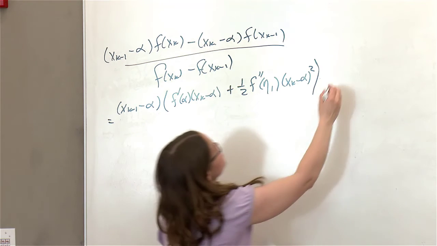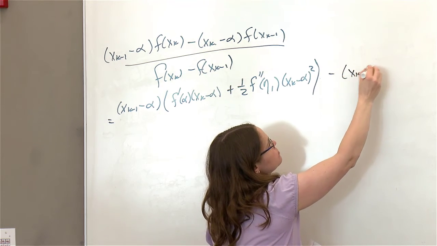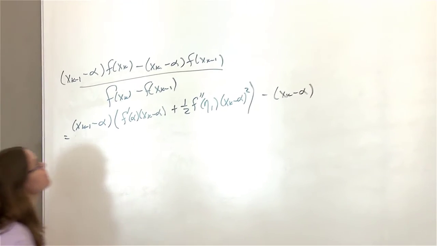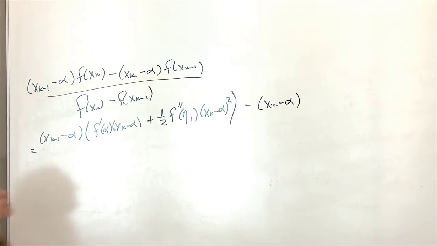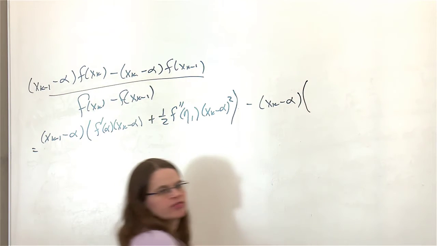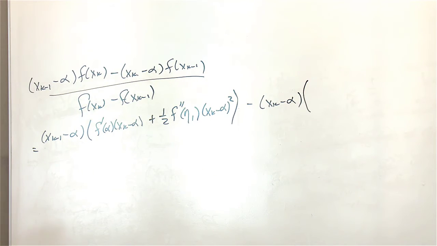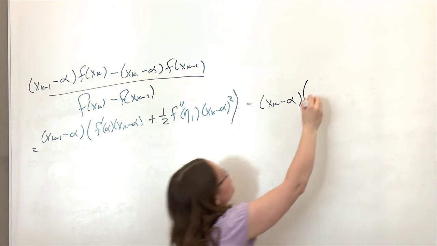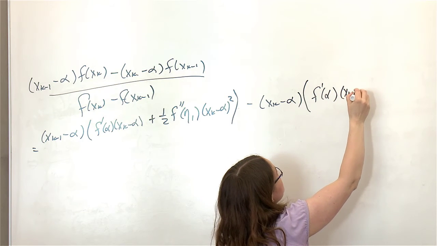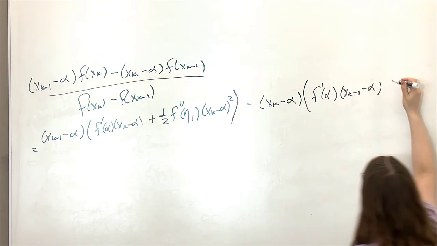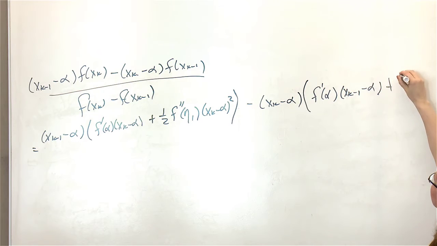Okay, and I can play the same game over here. So we Taylor expand about alpha. So I get f(alpha), which is 0 because that's my root. Bringing in f(alpha)s is great because they just go away. Okay, I get f prime alpha times xk minus 1 minus alpha. So I brought in the derivative, and then I have some error.